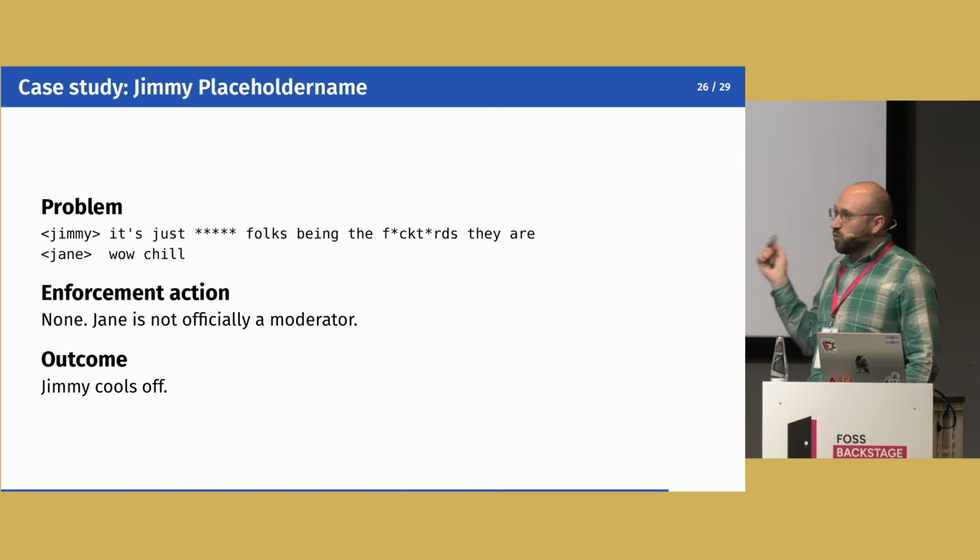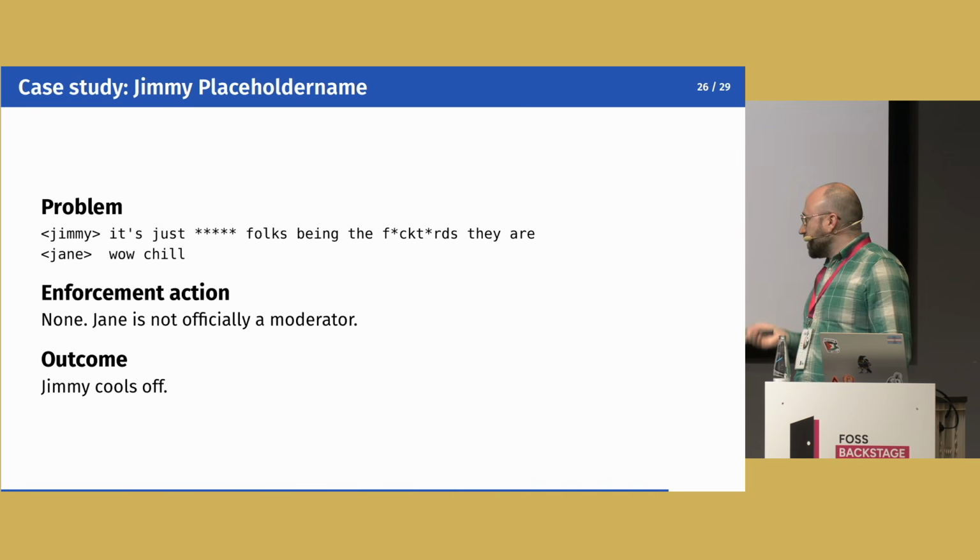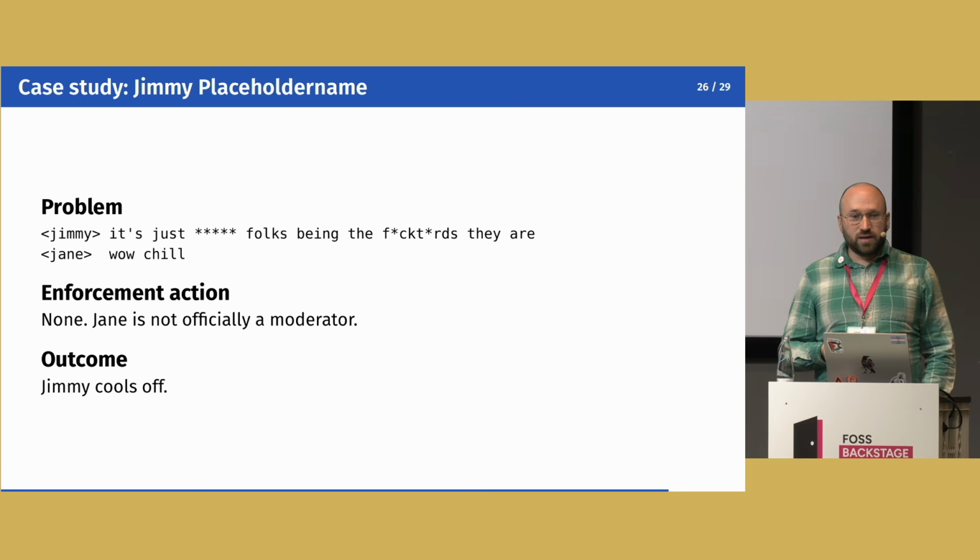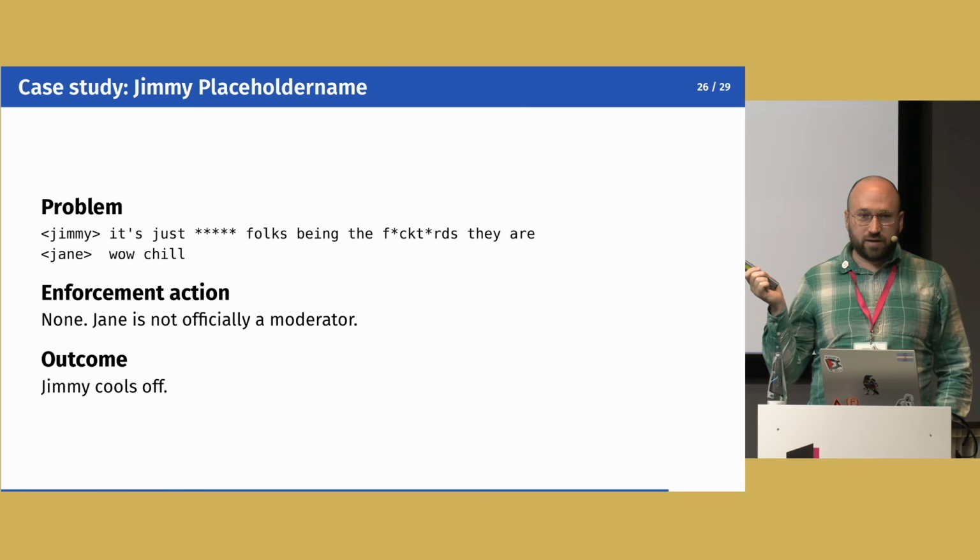And Jane says to him, "wow, chill." Jane is not a moderator. She's not on the code of conduct team. And this is enough. Jimmy cools off, and that's the end of this interaction.